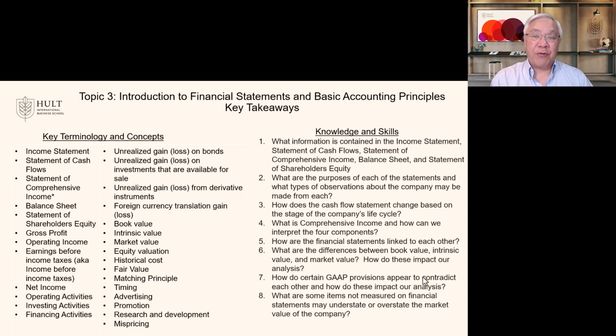Fourth, what is comprehensive income, and how can we interpret the four components? Fifth, how are the financial statements linked to each other? Sixth, what are the differences between book value, intrinsic value, and market value, and how do these impact our analysis? Seventh, how do certain GAAP provisions appear to contradict each other, and how do these impact our analysis? And eighth, what are some items not measured on financial statements that may understate or overstate the market value of the company? There's a lot packed in topic 3.